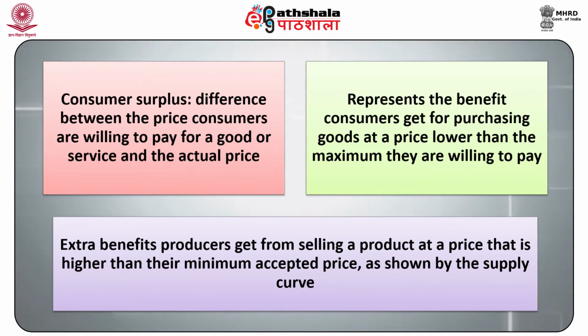Producer surplus, on the other hand, is the difference between what producers are willing and able to supply for and the price that they actually get. It is measured as the area between the equilibrium price and the supply curve. It is the extra benefit that producers get from selling a product at a price that is higher than their minimum accepted price as shown by the supply curve.